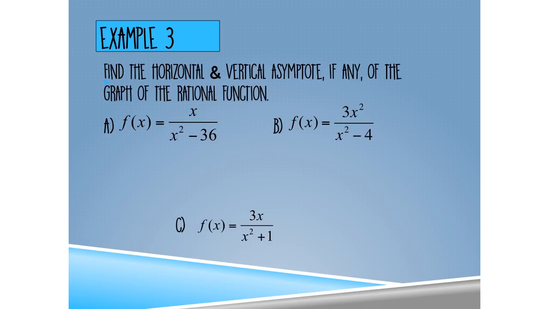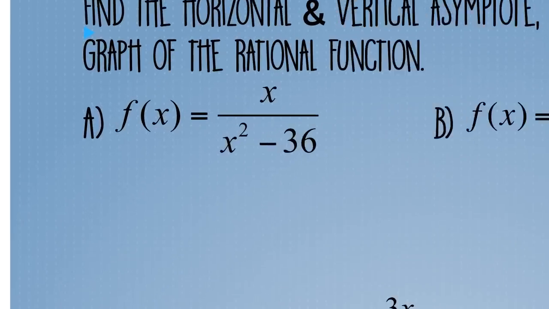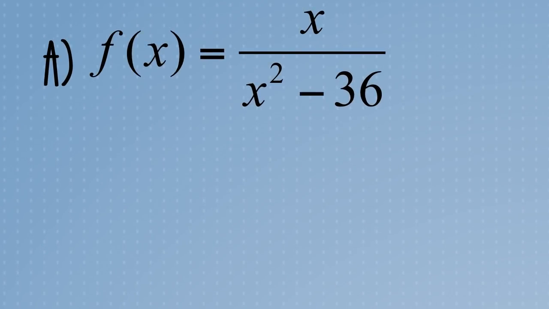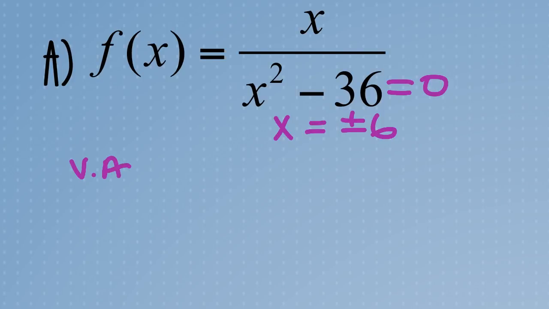Okay, so example 3 says find the horizontal and vertical asymptote, if any, of the graph of the function. I'm going to start with the vertical asymptote first, because those are less tricky. If you look at A, vertical asymptote comes by simply setting my denominator equal to 0. We've already worked this out. We know that this is plus and minus 6. My vertical asymptotes are at x equals 6 and x equals negative 6. 2 separate lines, one running through x is positive 6 and one at negative 6.